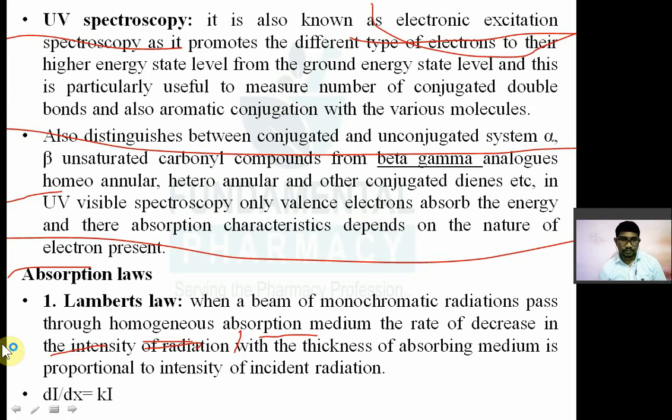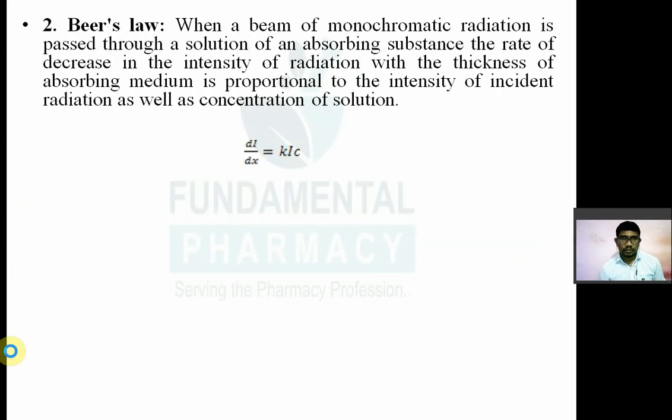dI upon dx, where dI means decrease, I means the intensity of incident light, and x is the thickness. dI upon dx is equal to kI, where k is the constant and I is the initial intensity. So the decrease in the intensity of light is proportional to the thickness of the absorbing medium. Thickness means path length.